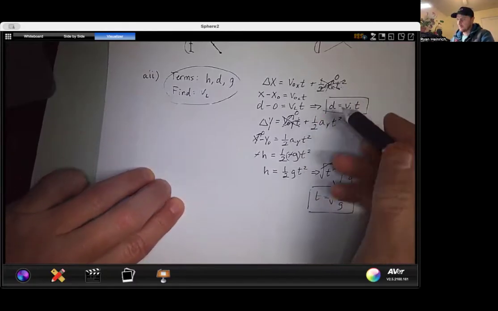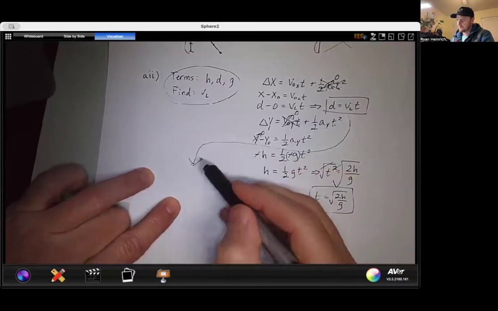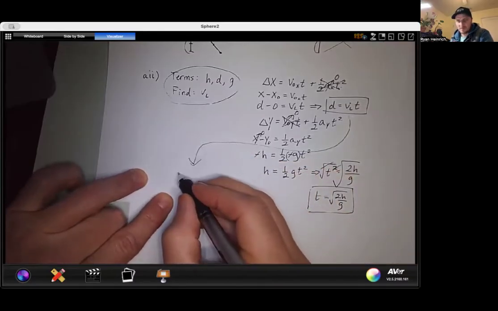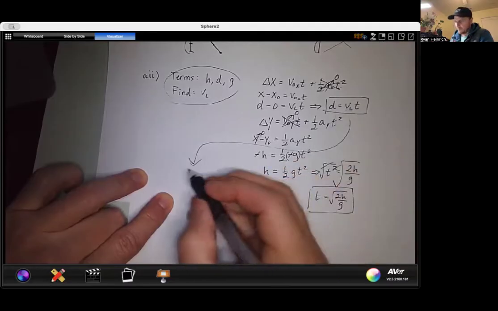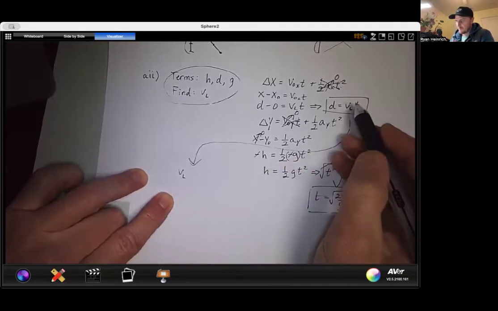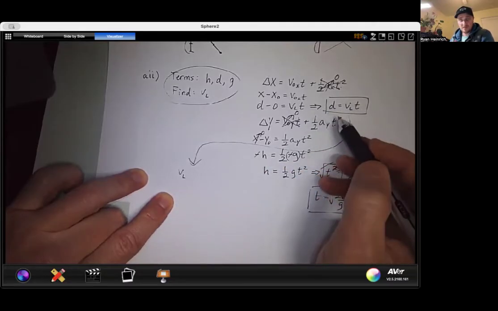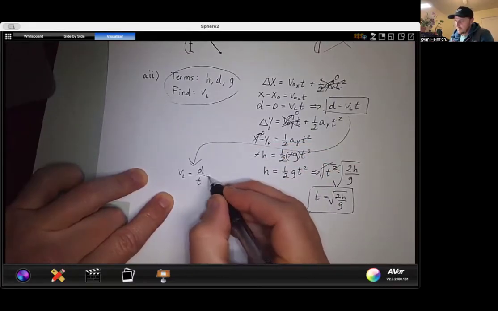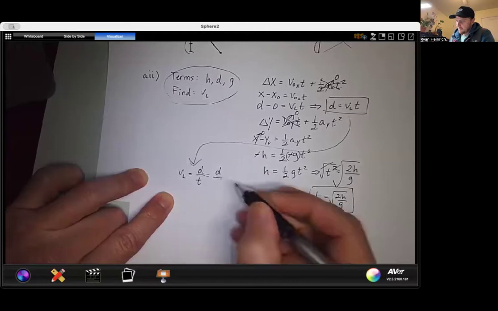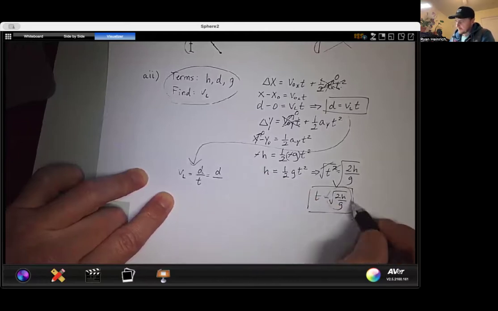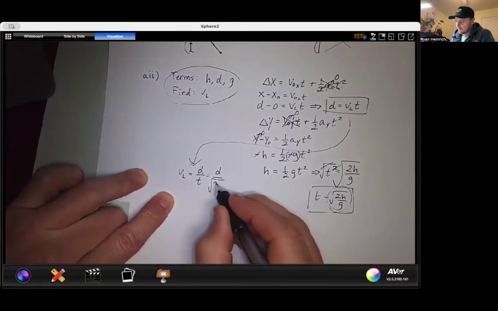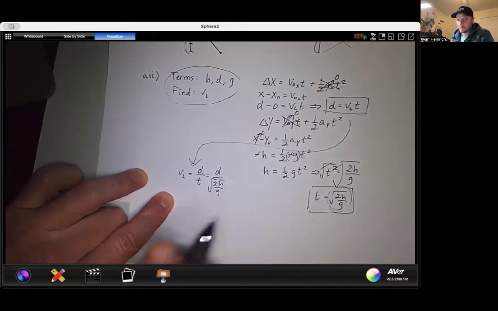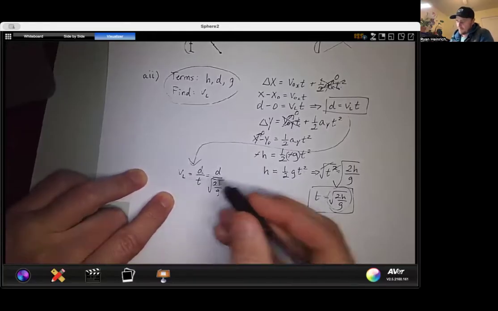I'm coming back to this equation. There it is. And I'm going to say, you know what? Let's solve it for v_L. Wouldn't you agree that to solve for v_L, you would divide both sides by t, right? So I'd have v_L equals d over t. D over, hello, that's what t is, the square root of 2h over g. And that would be your answer.